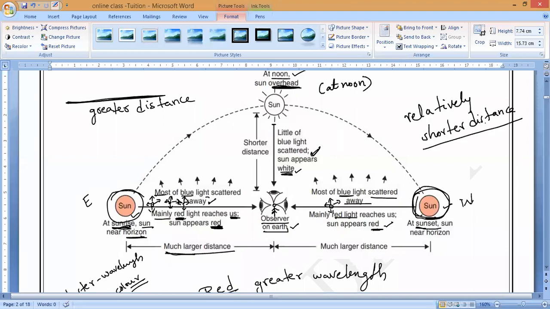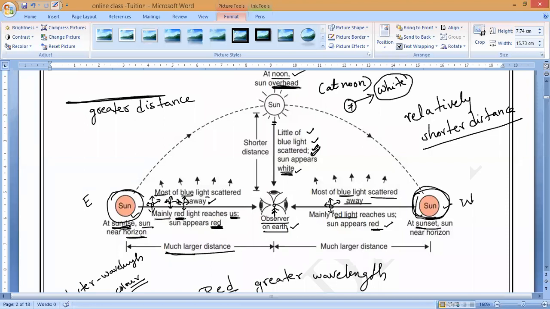Because it travels a shorter distance, only a little of the blue light is scattered, and you can see the remaining blue light along with other colors of light reaching our eyes. So if all the colors reach our eyes, the sun appears to be what? White color. Because all the 7 colors reach us. Then what is the color? It appears to be white.